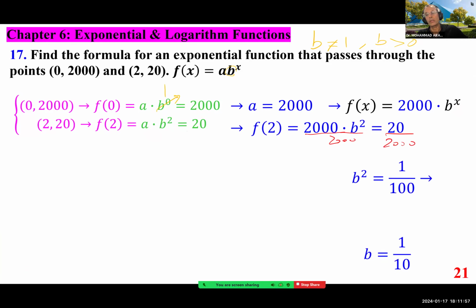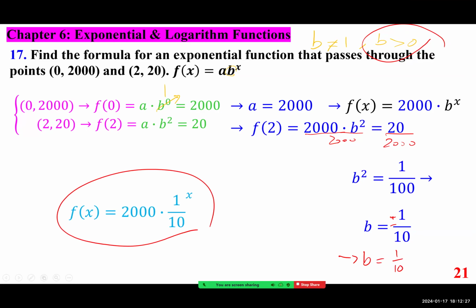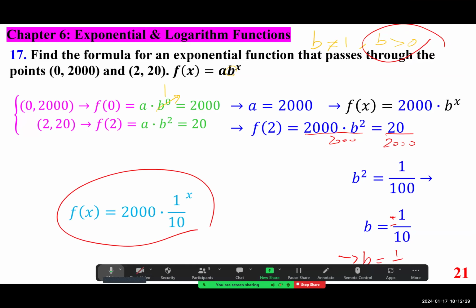B is 1 over 10. By the way, b is plus minus 1 over 10. There are two answers, but remember, b must be positive. And so we just choose the positive. In other words, you can write plus minus and then say b is only positive 1 over 10. Okay, you can do that, and therefore here's the formula, everybody. Pretty straightforward.